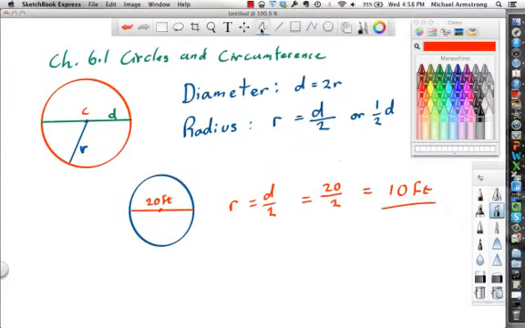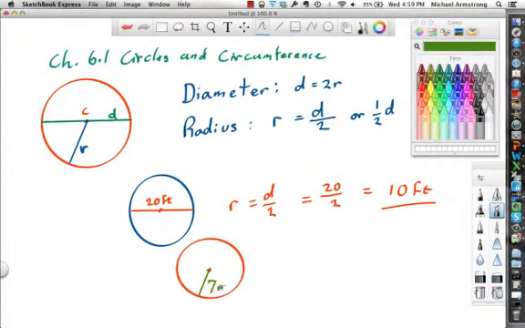Pretty cool. If we have another circle, and this time we only have the radius drawn in, we have our little center here, we have a radius drawn in like this, and the radius is 7 meters. Hopefully that looks like 7 meters. Maybe I could clean that up a little bit. Let's make it a little bigger.